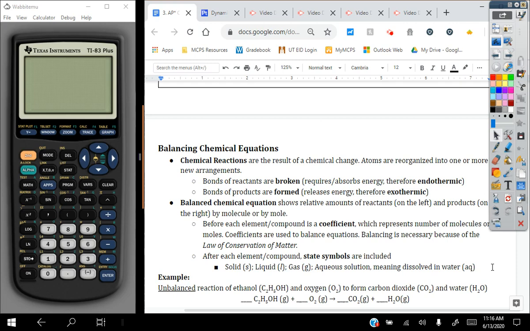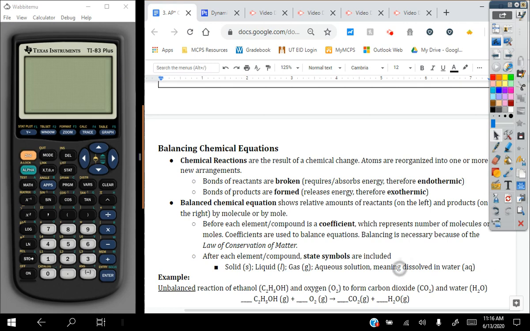After each element or compound in a chemical reaction, state symbols are included. These are necessary to tell us important information, such as whether or not the substance is a solid, liquid, or gas. There's a fourth state symbol that we frequently use called aq, and that refers to an aqueous solution, meaning you have some sort of compound that is dissolved in water.